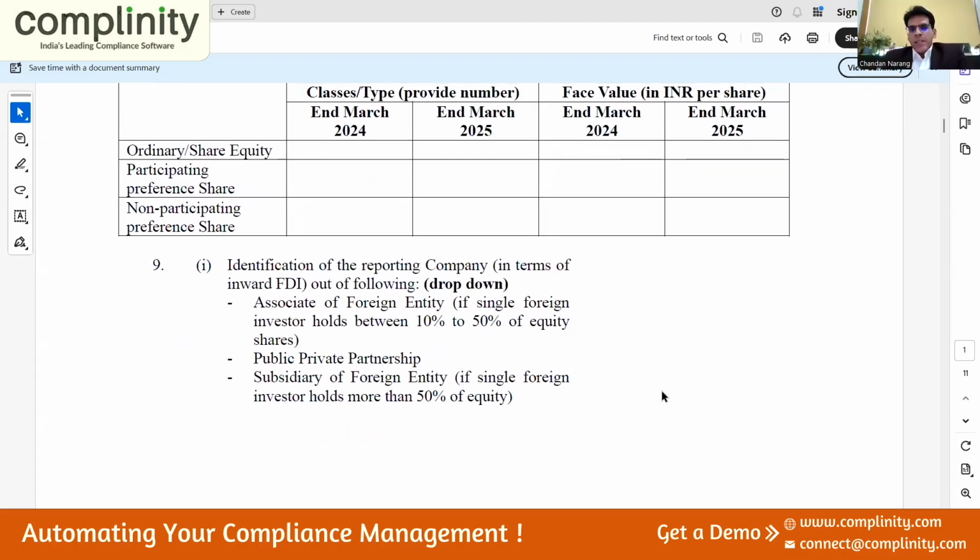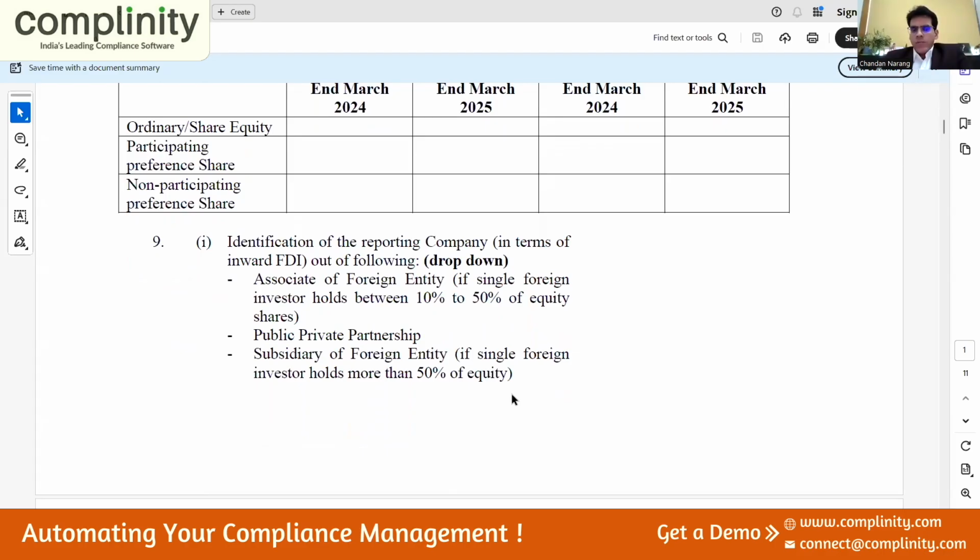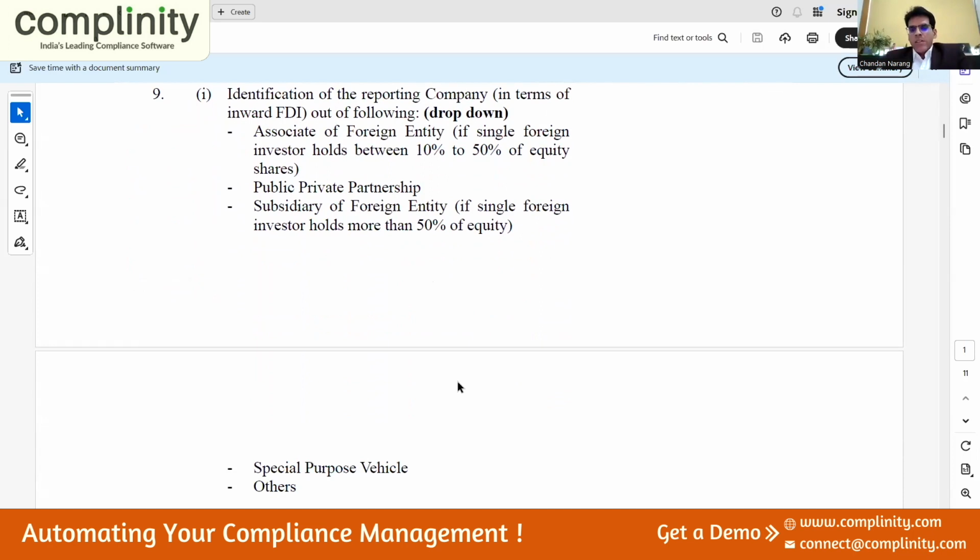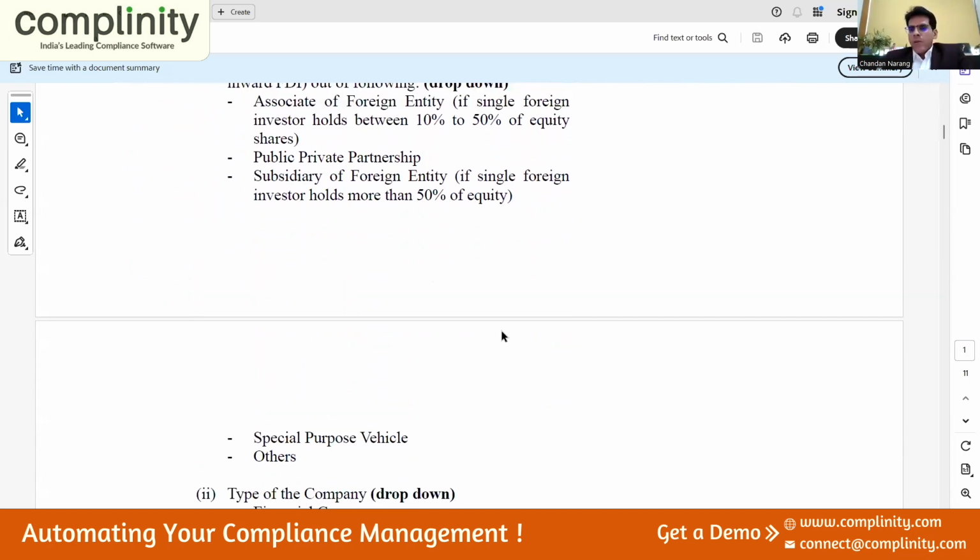Then identification of reporting entity in terms of inward FDI. If the foreign entity holds between 10 to 15%, then your entity becomes an associate of the foreign entity. If it is more than 50%, then it is a subsidiary. Or if it is a public-private partnership, SPV, or any other. For example, if the foreign shareholding in your entity is less than 10%, you'll have to select others. There are examples wherein some foreign investors have invested into the company, and instead of an entity investing, there is a foreign individual, Indian or foreign, but a non-resident Indian, we can say, holding more than 50%. But since the investor is an individual, you need to select others in that case.